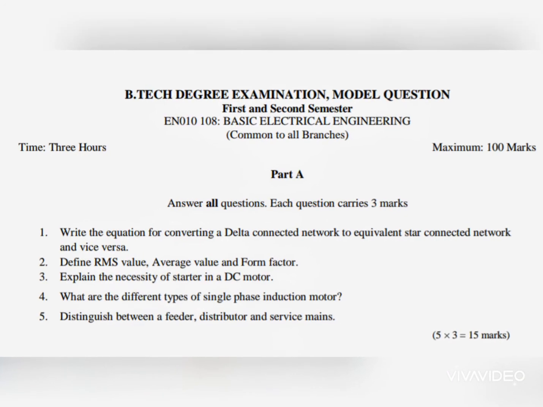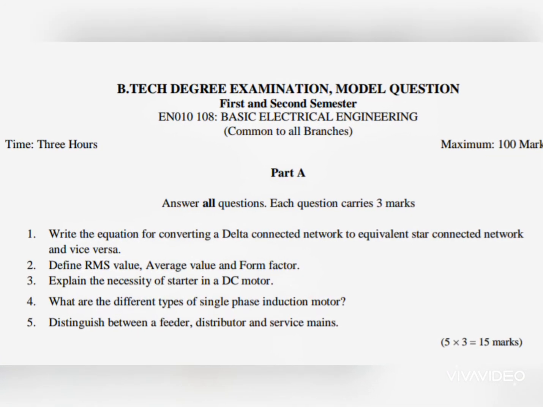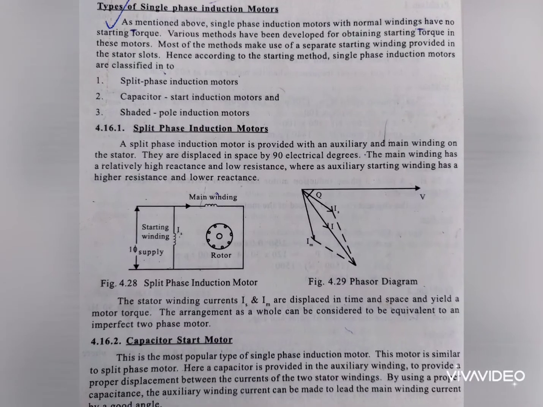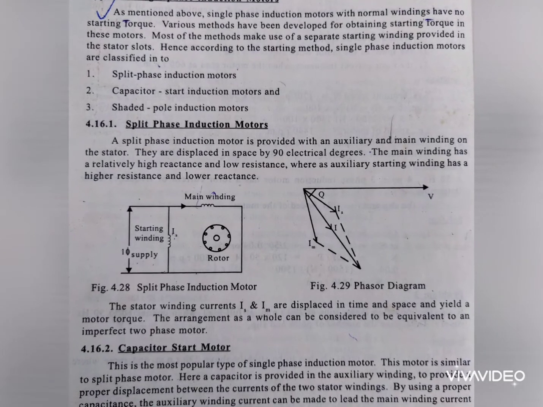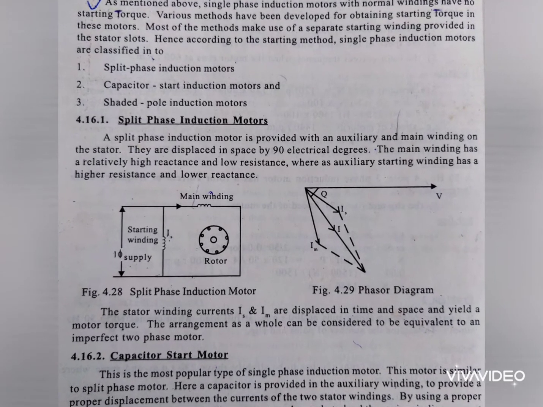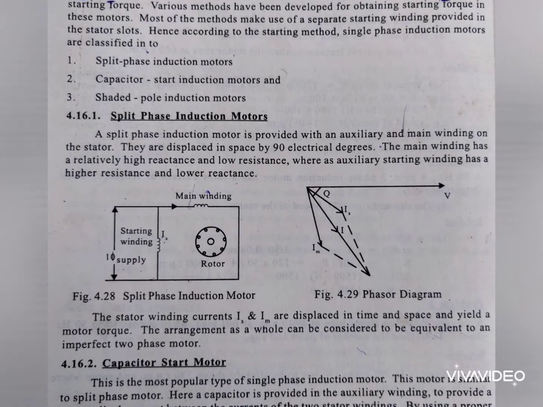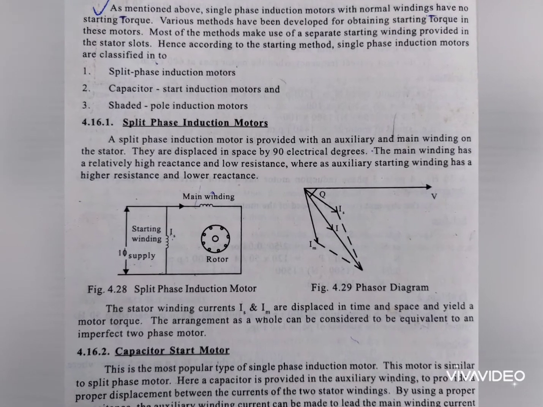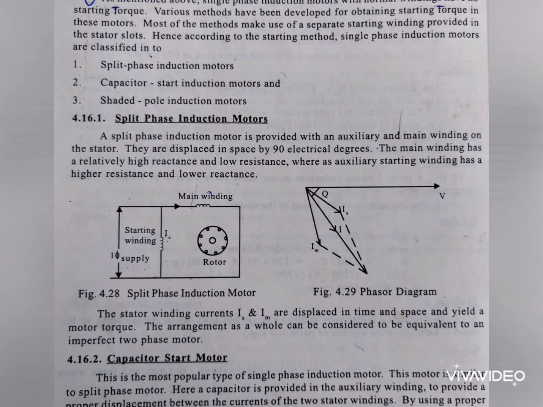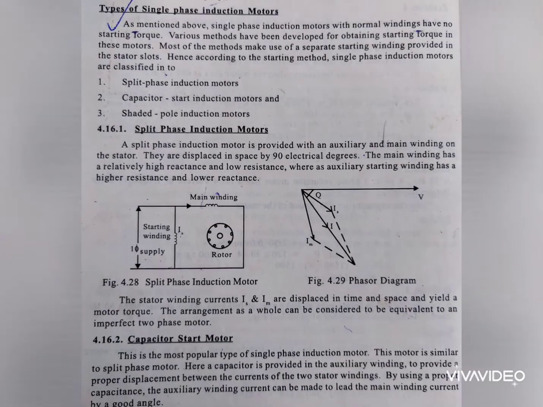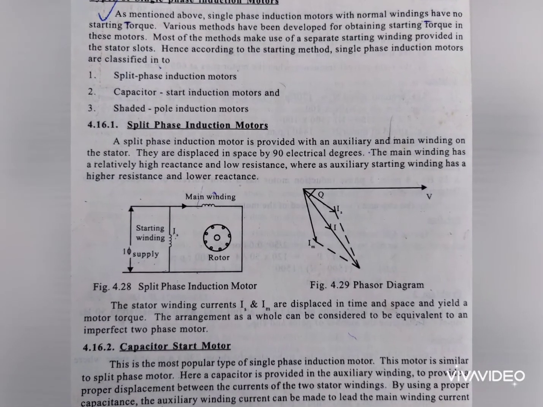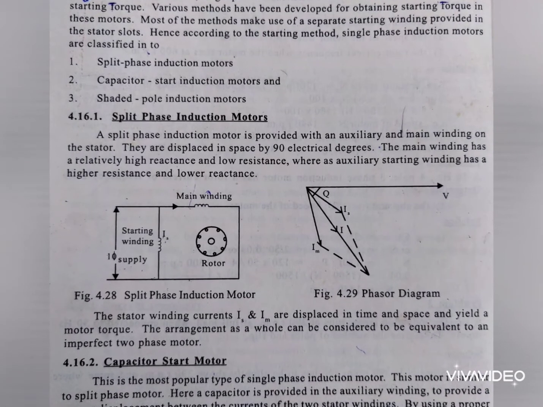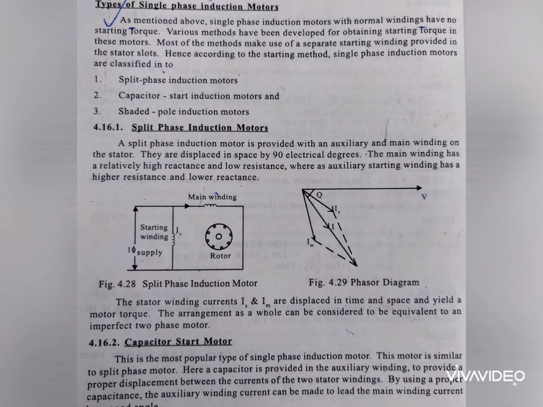Fourth question is, what are the different types of single-phase induction motors? So single-phase induction motors are the most popular and widely used in commercial and domestic fields. For example, single-phase induction motors are used in our fan. So what is the principle of operation? When a single-phase alternating current is applied to the stator winding of a single-phase induction motor, an alternating magnetic field is produced. And such a magnetic field acting on the stationary squirrel cage rotor cannot produce the starting torque needed for the motor. Hence, a single-phase induction motor is not self-starting.